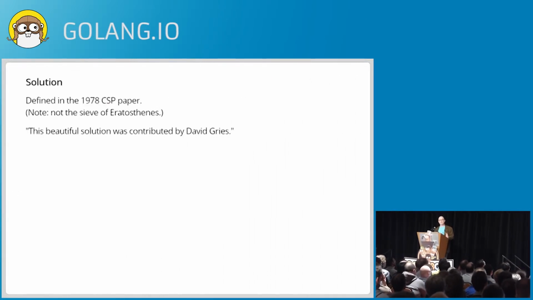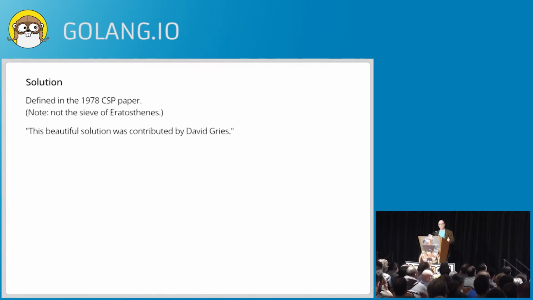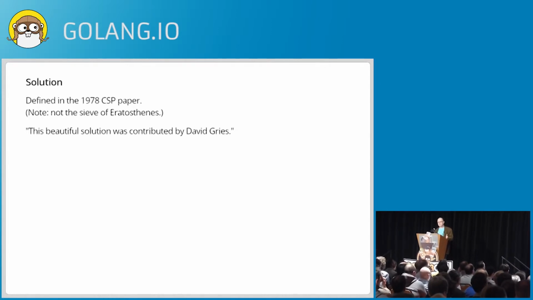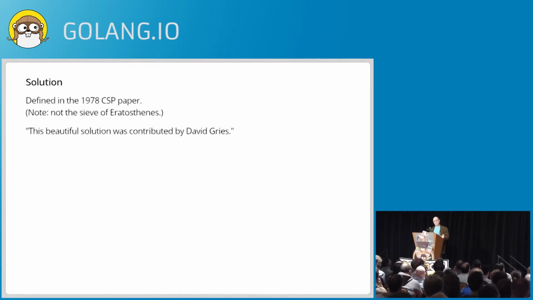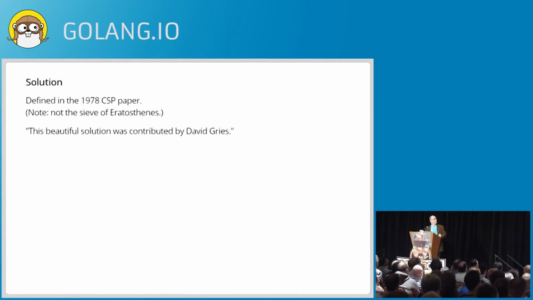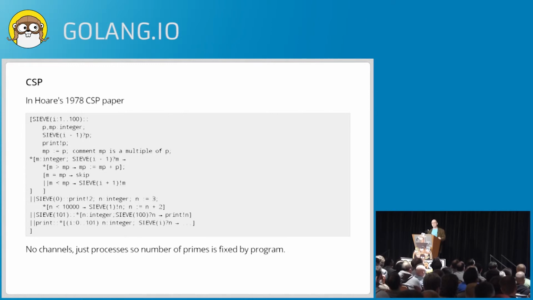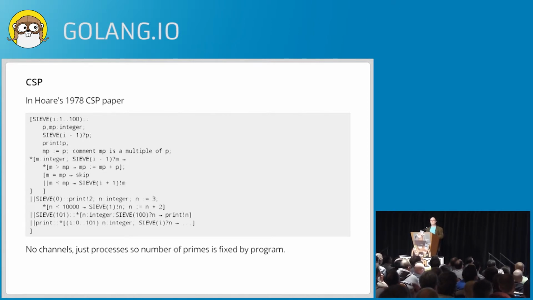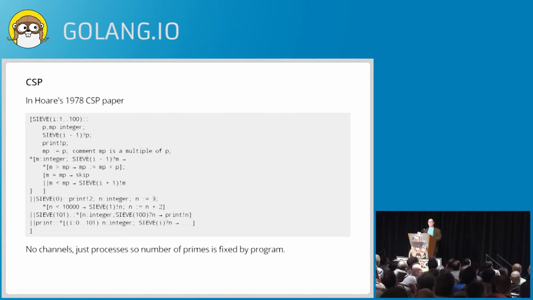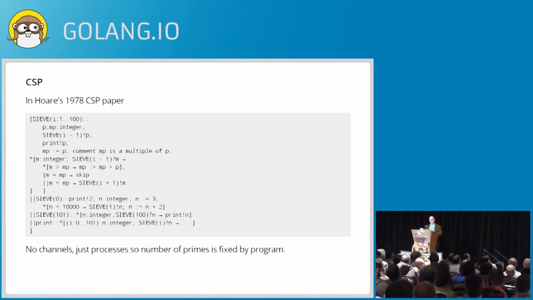In 1978, this paper appeared. It actually showed this whole thing. Hoare credits David Greaves with this beautiful solution. I should mention in passing, this is not the Sieve of Eratosthenes. It's not very efficient, but it is kind of beautiful. Look at it. This is the original one. This is the complete presentation of the program in the CSP paper. There's no description of how it works. You have to puzzle it out.